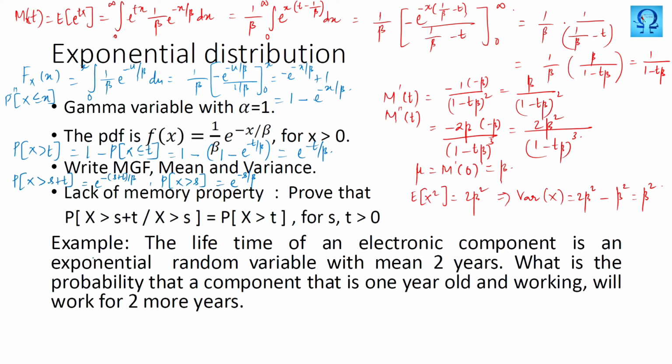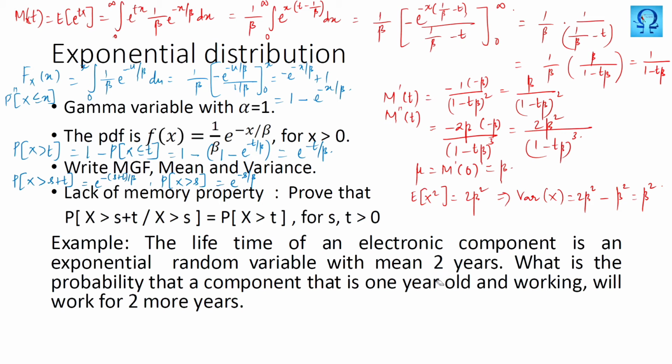Okay, now coming to the example, it is said that the lifetime of an electronic component is an exponential random variable with mean 2 years. So our 1 upon beta is 2. What is the probability that a component that is 1 year old and working will work for 2 more years? Already the component is 1 year old and working now, and it is going to work for more than 2 more years, which means it has to work for 3 years.